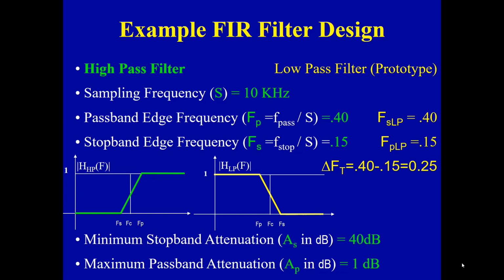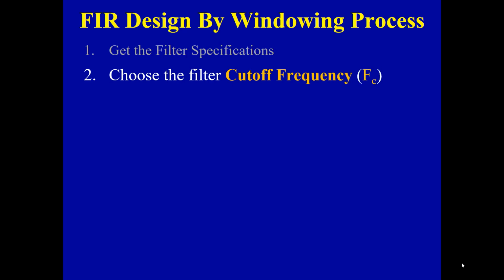That means for our low-pass filter prototype, the stop band edge frequency is 0.4 and the pass band edge frequency is 0.15. And the difference between them, which we call the transition width, that's the delta f_t, is the difference between 0.4 and 0.15 or 0.25 cycles per sample. All right, now that we've reestablished what our specifications are and how they apply to the low-pass prototype, we need to choose our cutoff frequency.